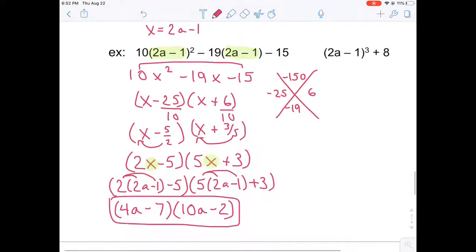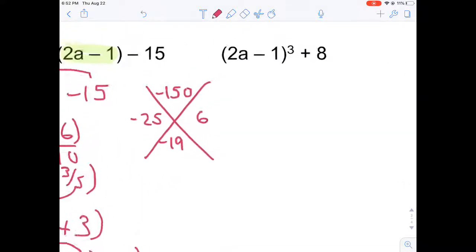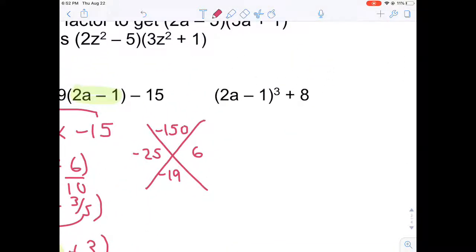Okay, same thing. We have a lot going on there. It might be hard for us to take the sum of cubes here. So again, I can replace that 2a minus 1 with an x. So I can rewrite this as x to the third plus 8. And I can go ahead. That is sum of the cubes. So I take the cube root of the first one, cube root of the second one. So that's x and 2.